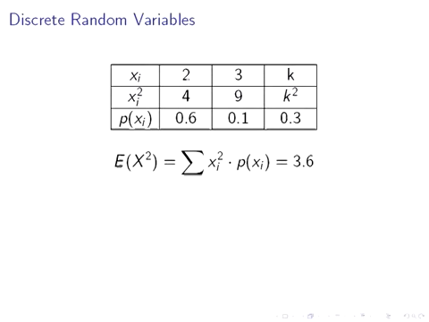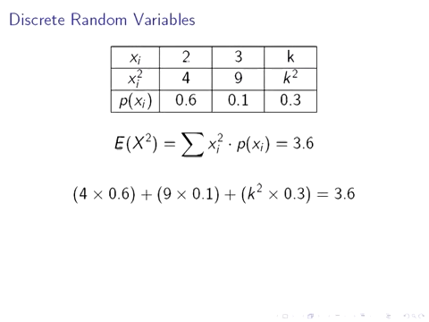Now we're going to consider how to compute the expected value of x squared. We're going to use all this information here. For each squared value, we multiply it by its probability and then sum them all up. So we have 4 times 0.6, the square of 2 times the probability of 2. 9 times 0.1, the square of 3 times the probability of 3, and k squared times 0.3, the square of k times the probability of k. If we add all those numbers together, we get 3.6. Okay, so this will help us find out what k is.